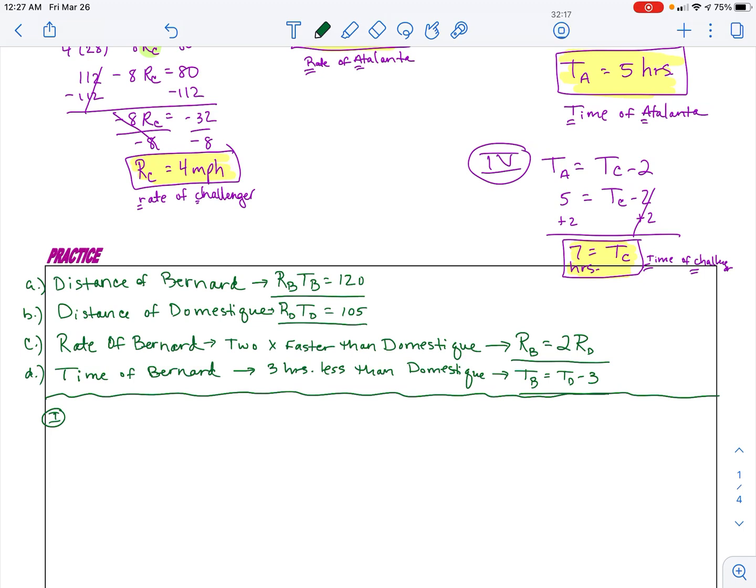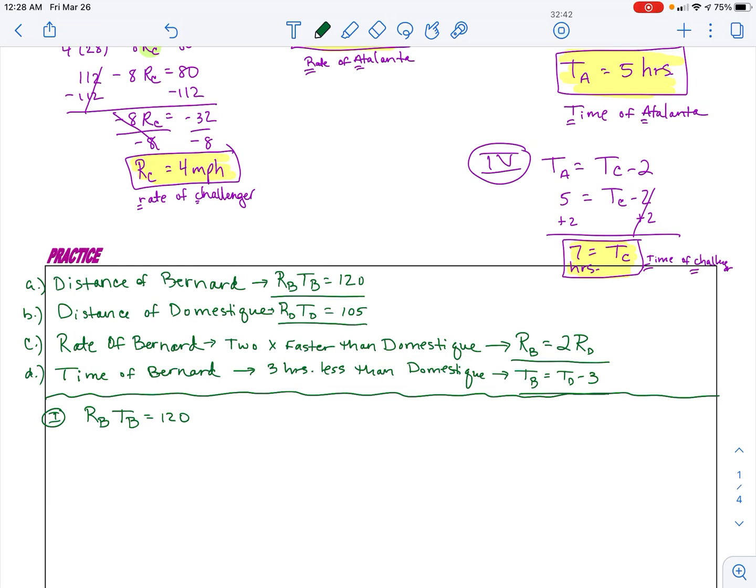All right, let's figure out what our base equation is going to be. A is RB times TB equals 120. B shows us the distance of domestique. C gives us a value for RB. So let's use the first equation, A, up here, which is RB times TB equals 120.